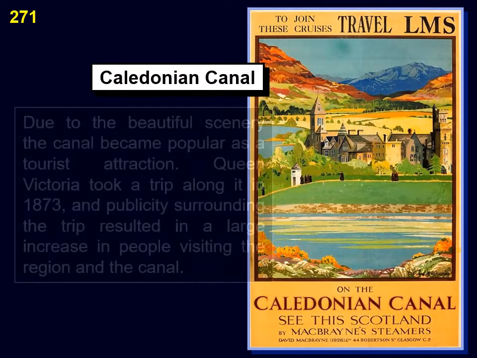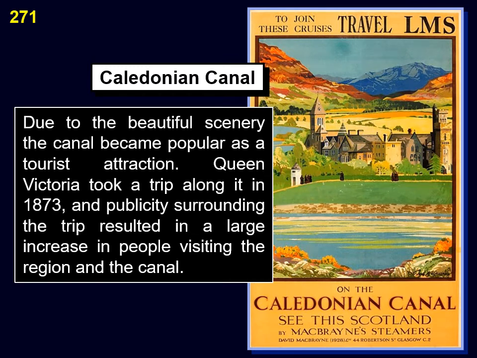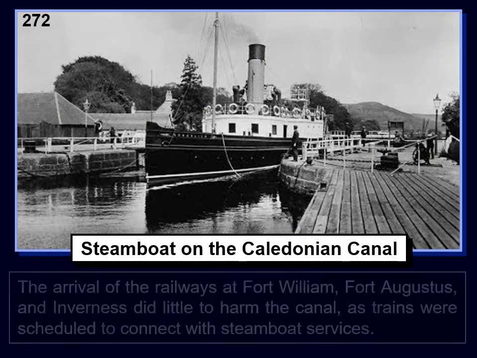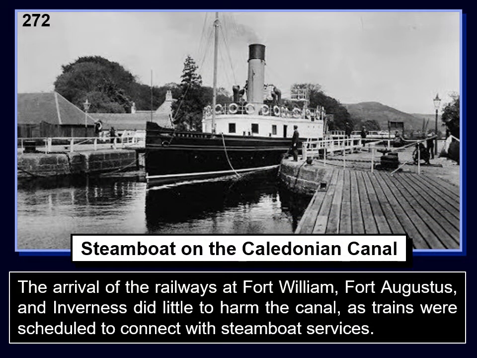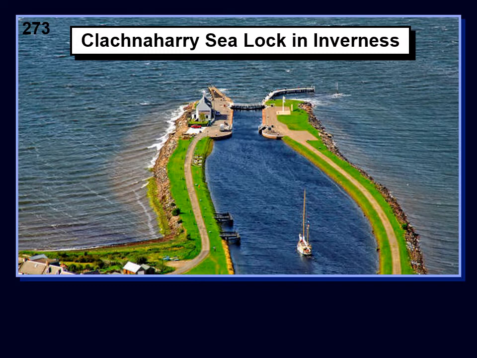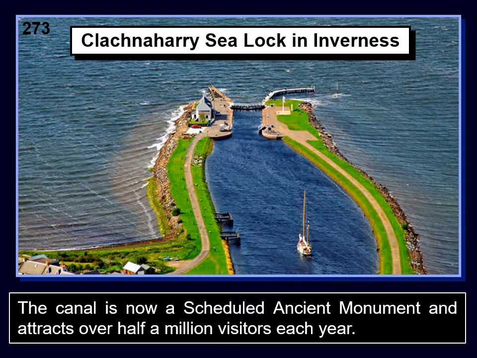Due to the beautiful scenery, the canal became popular as a tourist attraction. Queen Victoria took a trip along it in 1873, and publicity surrounding the trip resulted in a large increase in people visiting the region and the canal. The arrival of the railways at Fort William, Fort Augustus, and Inverness did little to harm the canal, as trains were scheduled to connect with steamboat services. The canal is now a scheduled ancient monument, and attracts over 500,000 visitors each year.